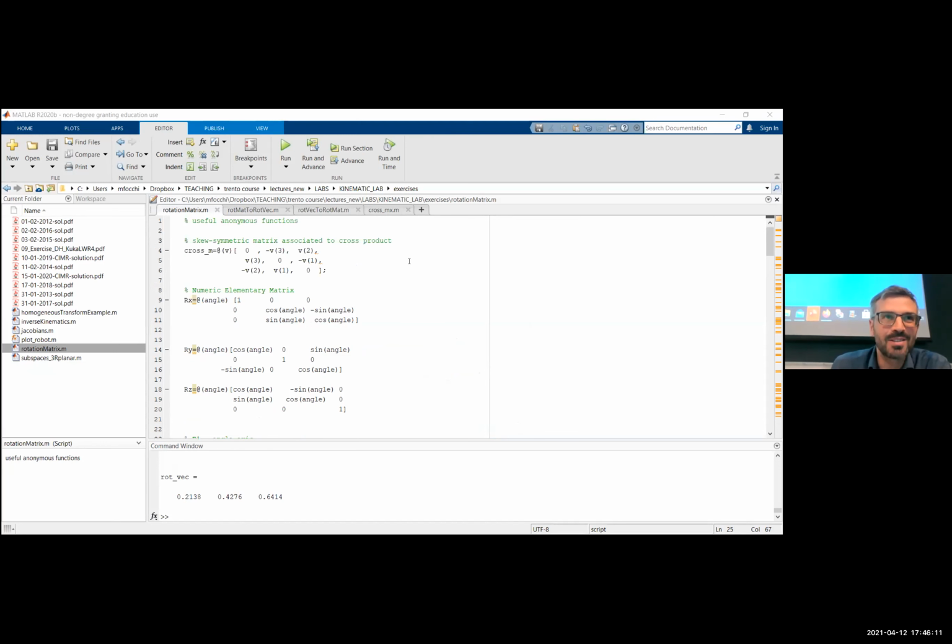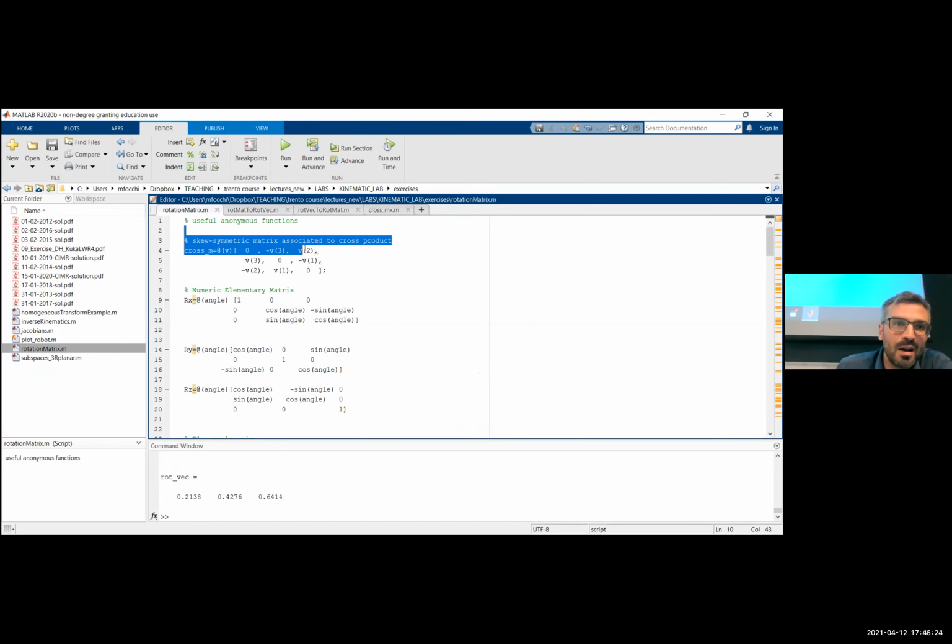Okay. That should be okay. So let's see now some exercises on what we just said. If you look at the rotation matrix .m MATLAB file, first we define some anonymous functions at the beginning, also called lambda functions, that take the argument as input. In this case, we want to compute the skew-symmetric matrix associated to the cross product of a vector v, and we also define the three elementary rotation matrices about the x, y, and z axes.